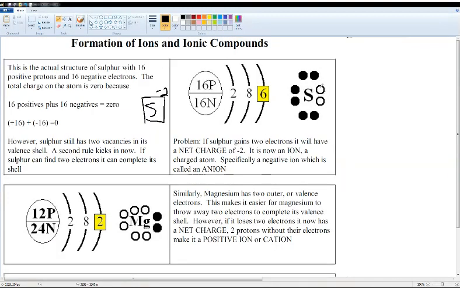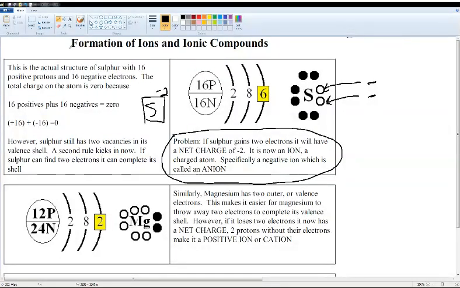So what's going to happen with sulfur here? Well, it's got 6 out of 8 filled. So this means it's going to try to find 2 electrons to fill in there. There are 2 parking spots. So we could add 2 actual electrons in there, which would give us a charge of -2. And that's what's written right down here. Okay.